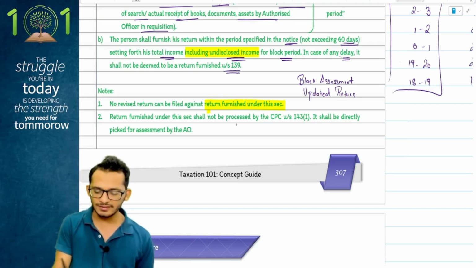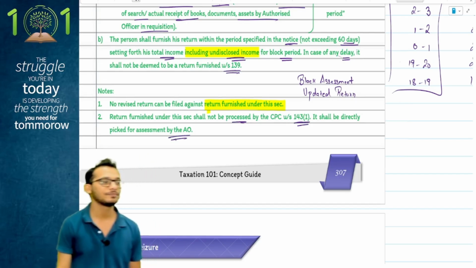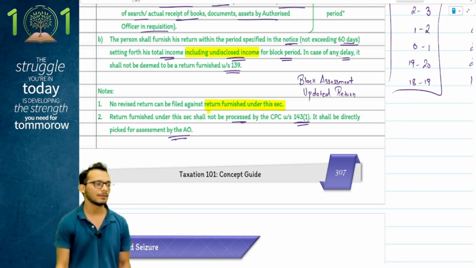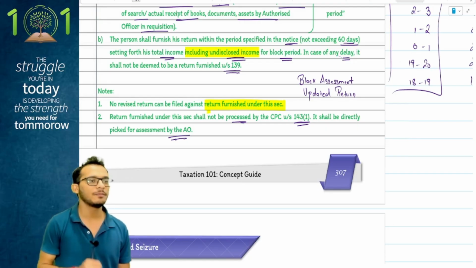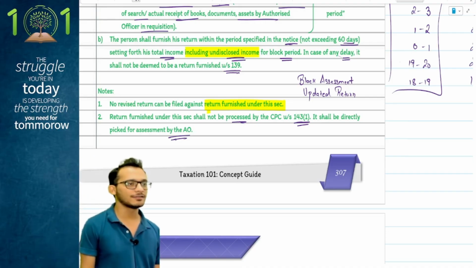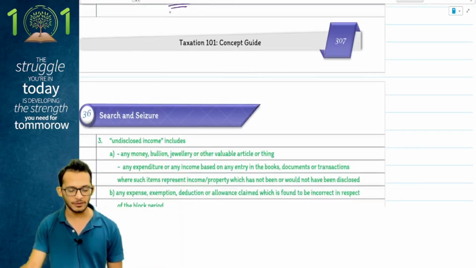Any return furnished under this section shall not be processed by CPC under 143(1). It shall be directly picked up for assessment by the AO, because it's a search case. I have different tax rates on this. This whole return itself is being provided for the purpose of disclosing on raid. So I don't need any arithmetical errors and all. I have to not process it under 143(1).